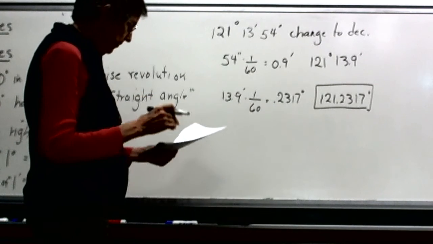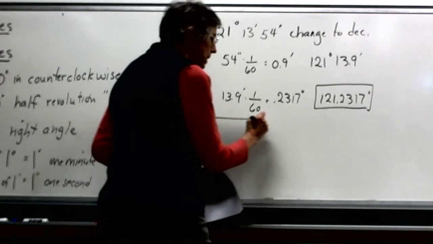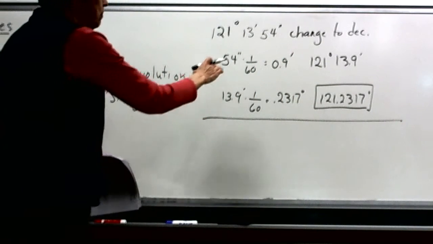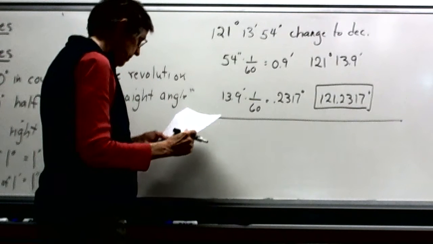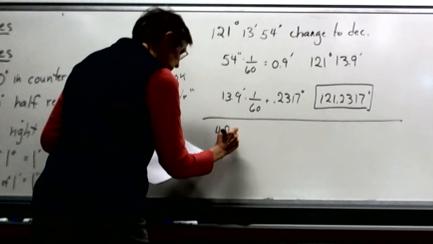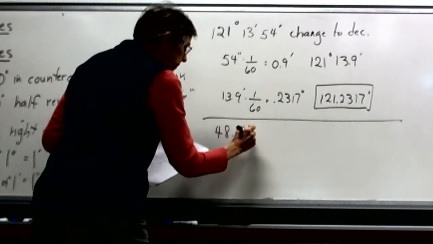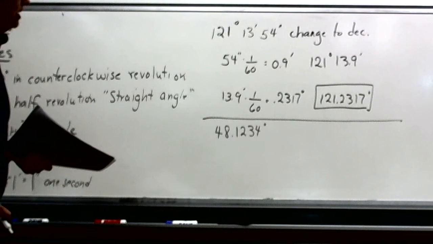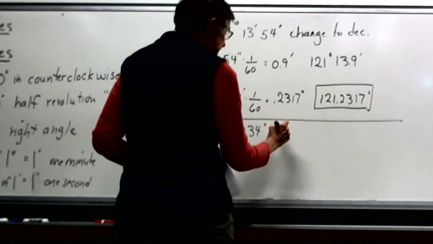We can go in the opposite direction. Suppose I'm starting off with decimals and I want to change it to minutes and seconds. Suppose I start off with 48.1234, all in degrees. And I want to change this to minutes and seconds.